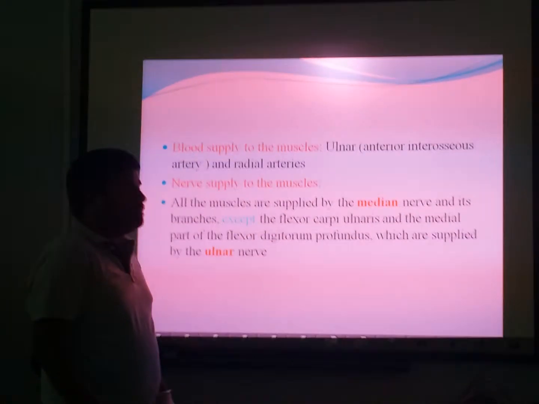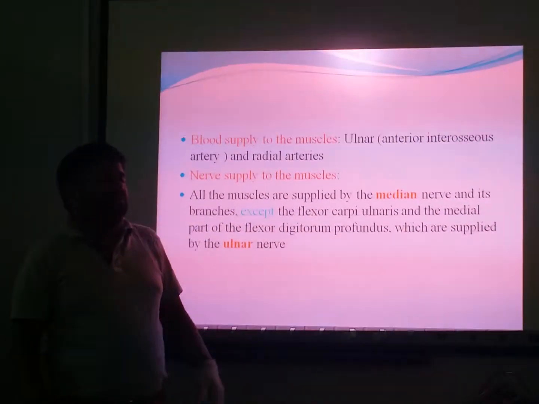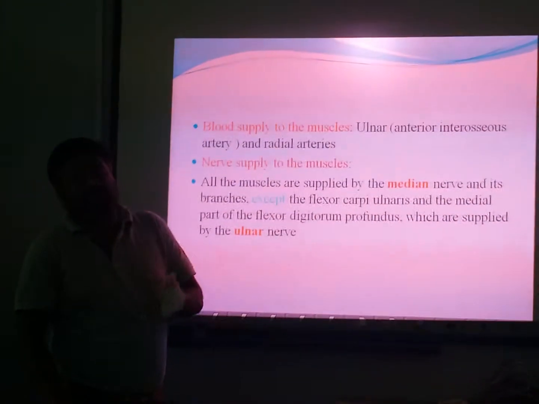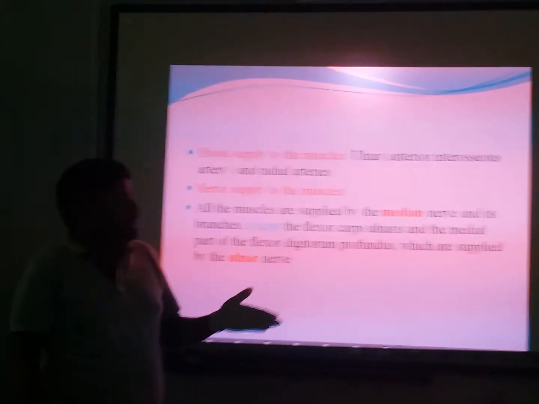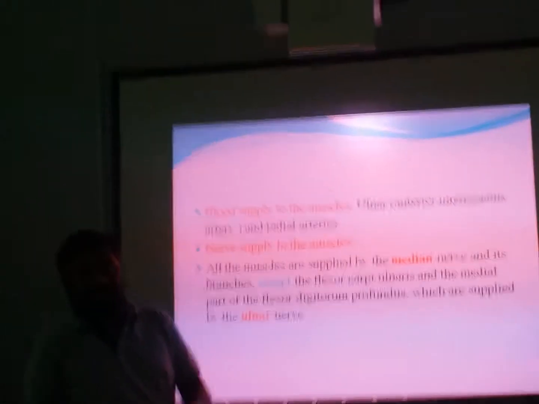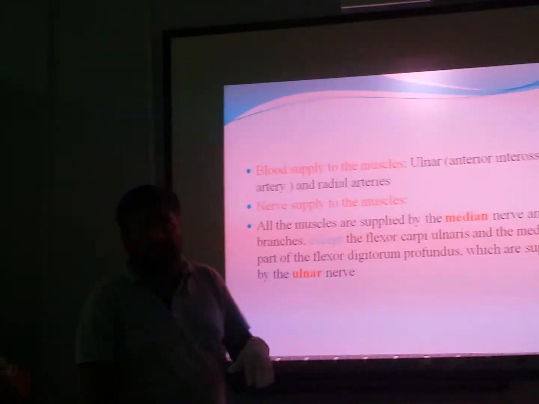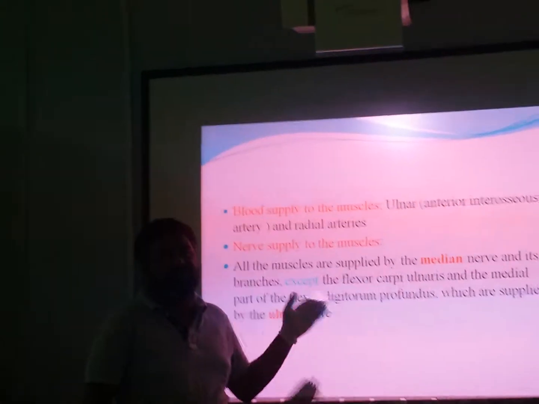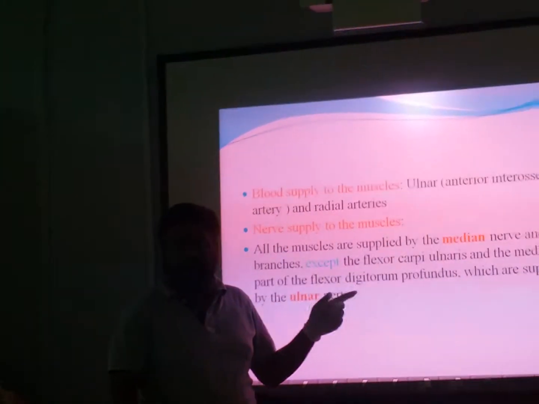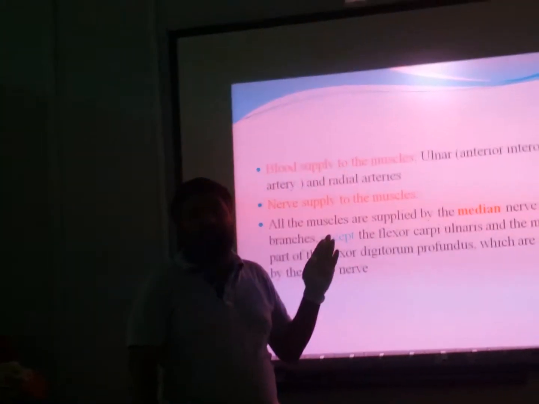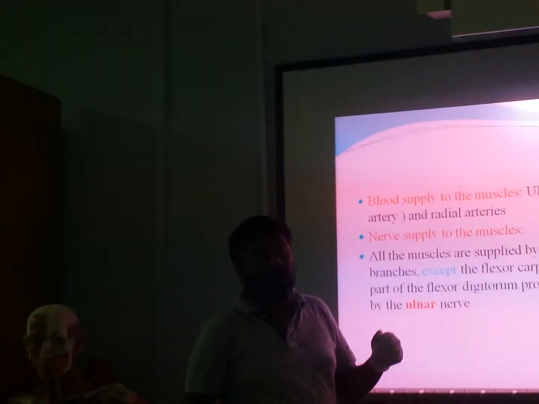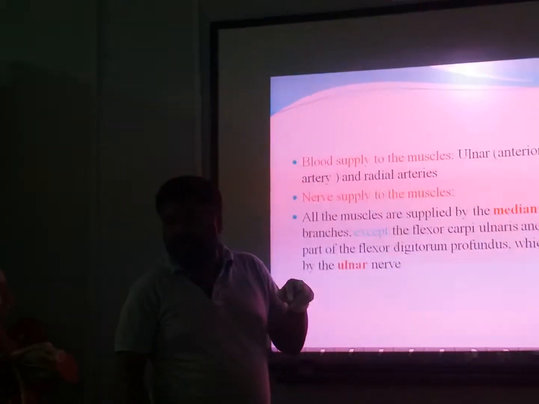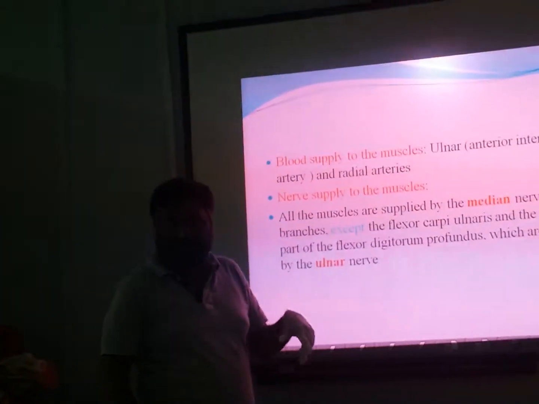And how about the nerves? How does the median nerve enter the forearm? The median nerve enters the forearm between the 2 heads of pronator teres. There it gives a branch called the anterior interosseous nerve, which supplies the deeper muscles, whereas other muscles are supplied by the same median nerve, except flexor carpi ulnaris and the medial half of the flexor digitorum profundus, which are supplied by the ulnar nerve. How does the ulnar nerve enter the forearm? Between the 2 heads of flexor carpi ulnaris. Clear?